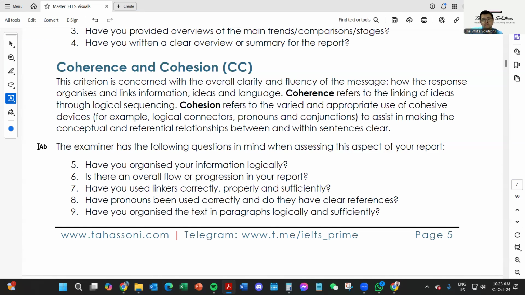Have you organized your information logically? As I said, 1, 2, 3, 4. Is there overall progression? Have you used linking words, linkers proficiently? Have pronouns been used correctly, and do they have clear references? Have you organized the text in paragraphs logically and sufficiently? As I said, paraphrase the question, talk about the first table and talk about the second table.